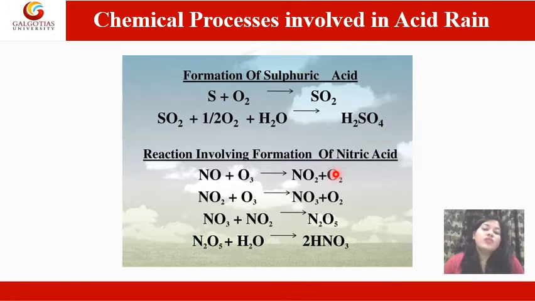Next, the reactions involving the formation of nitric acid. When nitrogen oxide reacts with a molecule of ozone, it forms nitrogen dioxide and oxygen. When nitrogen dioxide reacts with an ozone molecule, it forms nitrogen trioxide. This nitrogen trioxide reacts with nitrogen dioxide to form nitrogen pentoxide. And this nitrogen pentoxide reacts with a molecule of water to form nitric acid.